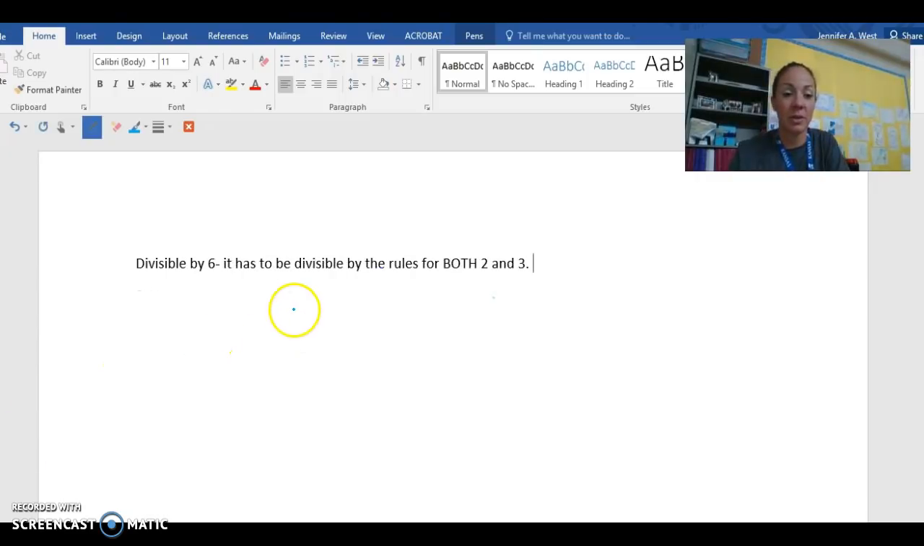All right, for a number to be divisible by 6, it has to be divisible by the rules for both 2 and 3. So let's take a look at the number 726. Now we know already that for a number to be divisible by 2, it has to end with an even number in the ones column. And 6 is an even number, 2, 4, 6, 8. So we know that this follows the rule for being divisible by 2.